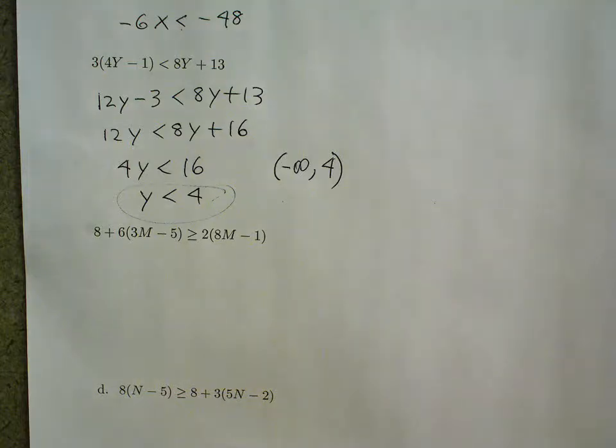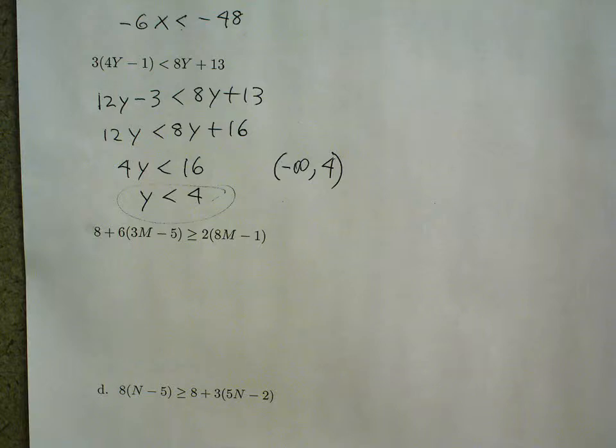Would you distribute the 6 on the left side and then the 2 on the right side? Yeah, so you just multiply 6 times 3m and then 6 times 5, and then do the same thing to the right side with the 2 and the 8m, and then minus 1 as well. Yeah, that's a perfectly fine way to start.